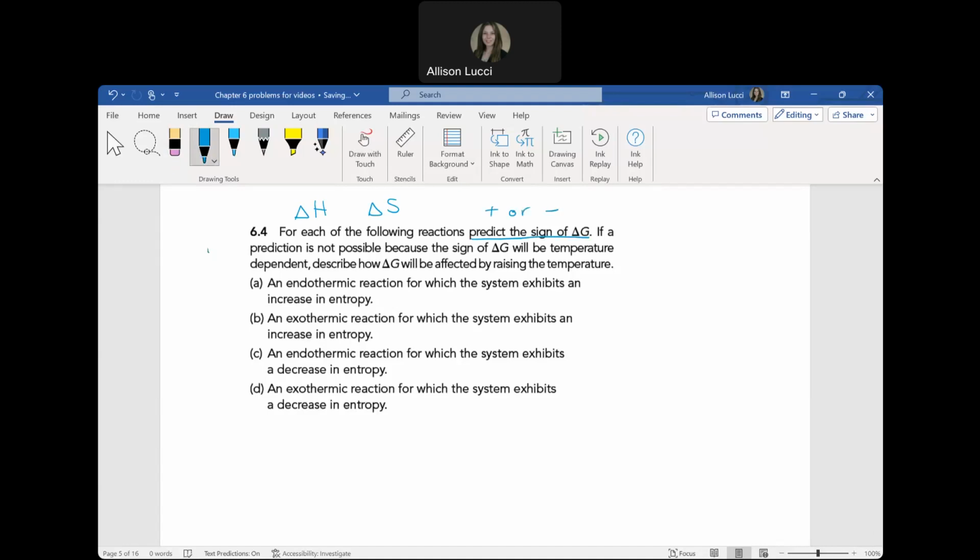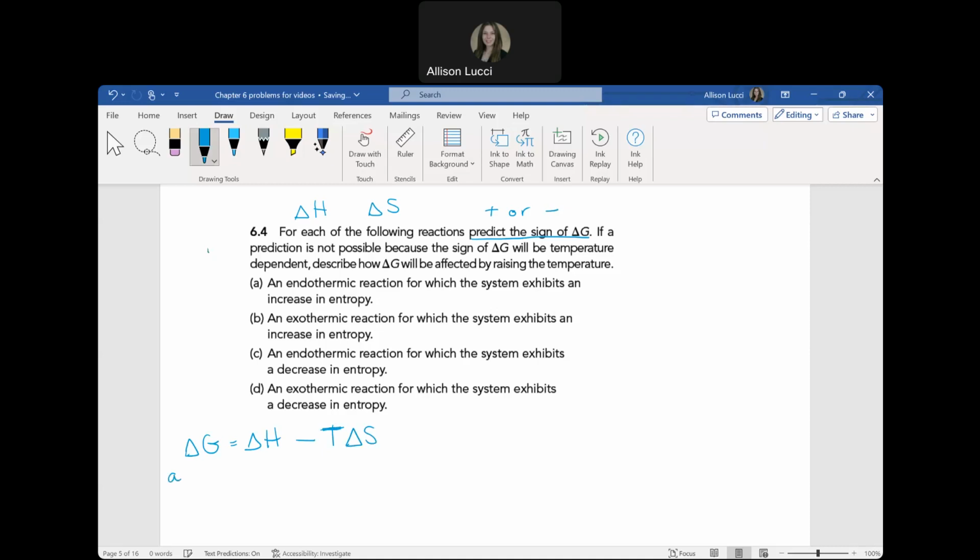So we're going to use our Gibbs free energy equation here. Delta G is equal to the enthalpy change minus the temperature times the change in entropy. So we have an enthalpy term and an entropy term.